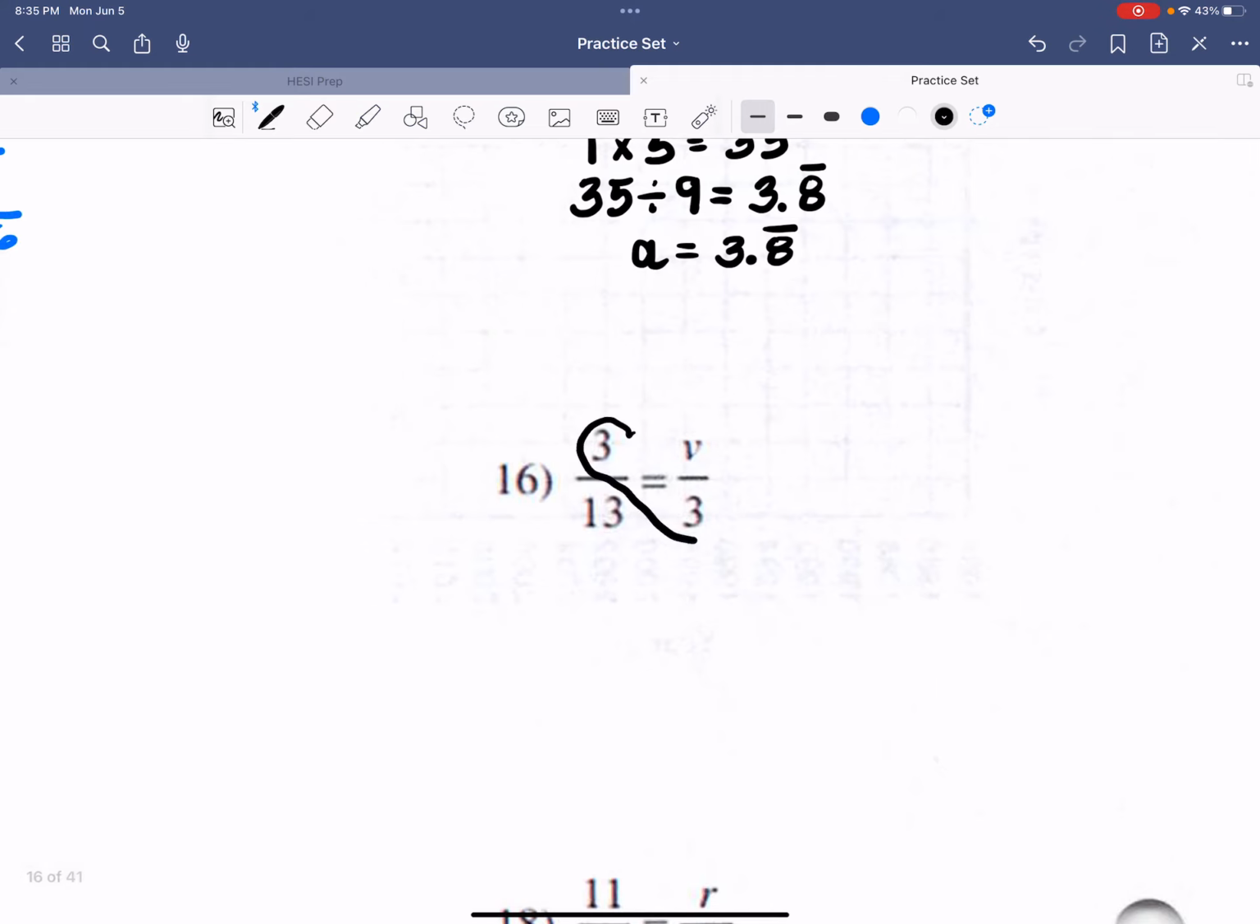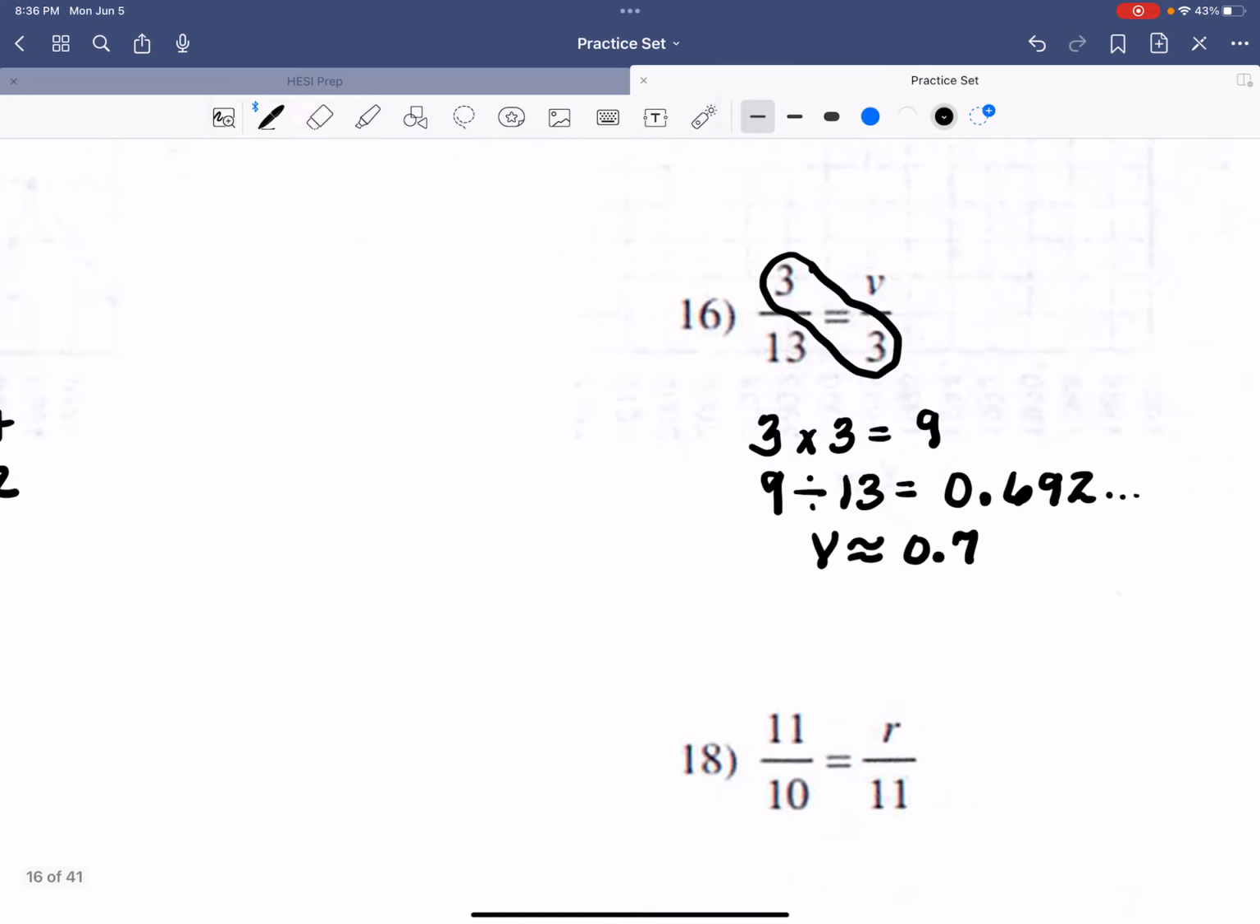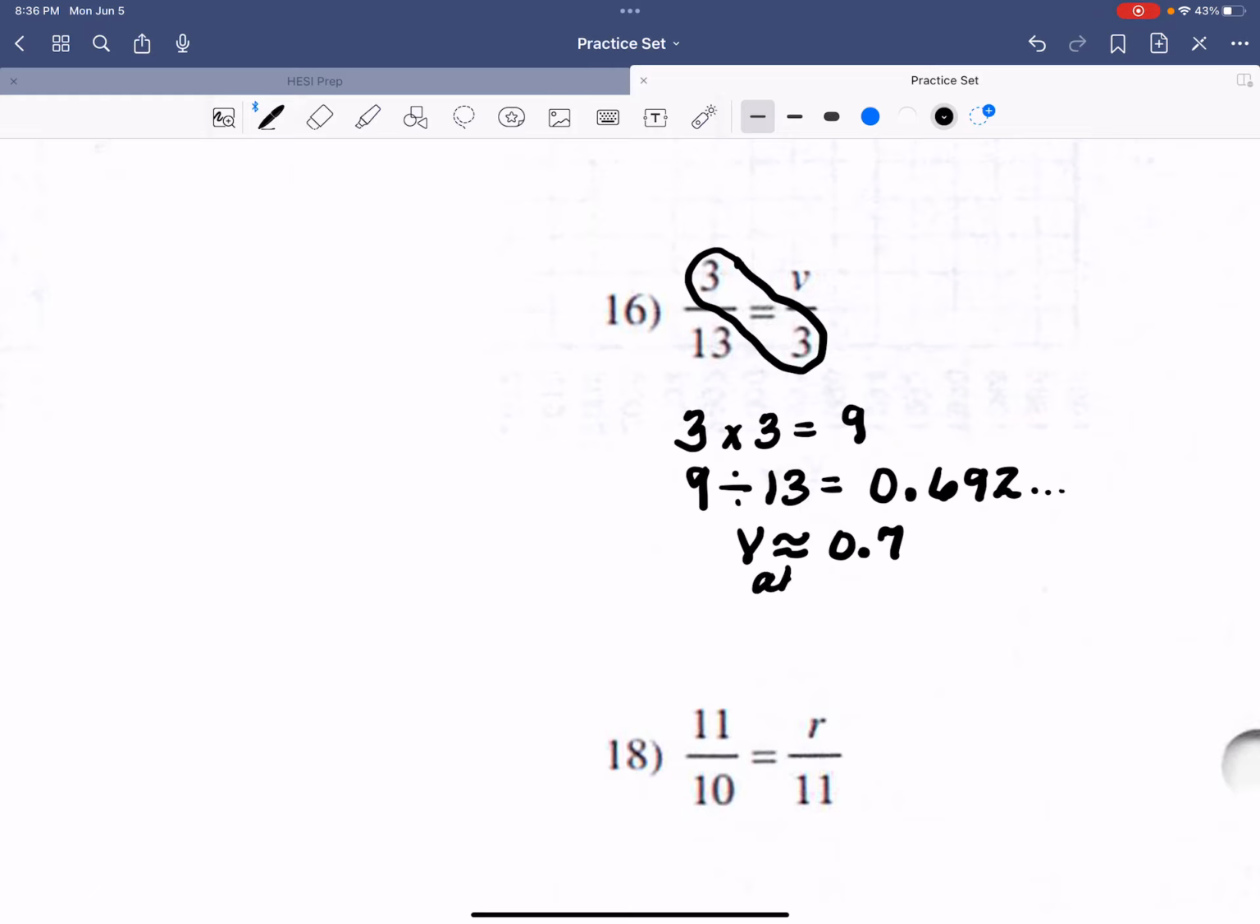3 threes. Don't let this one throw you. 3 times 3 is 9. 9 divided by 13. This is less than 1. And it's not very pretty. That's okay. It has some stuff out there. So I'm going to say that V is approximately 0.7. We'll go ahead and round that one. And that squiggly equals means about.